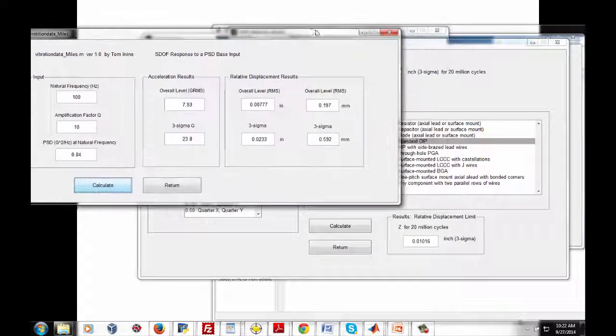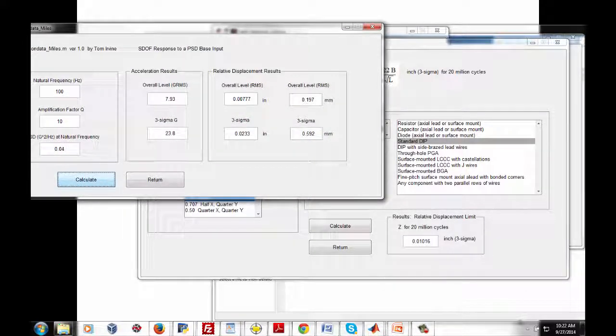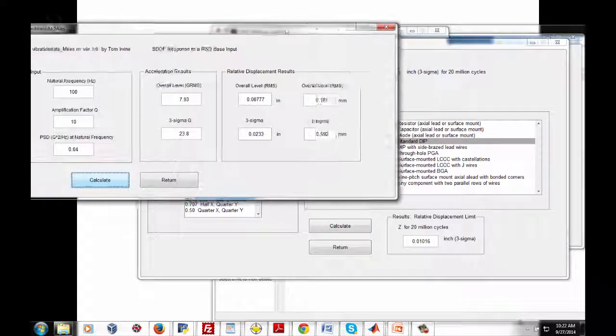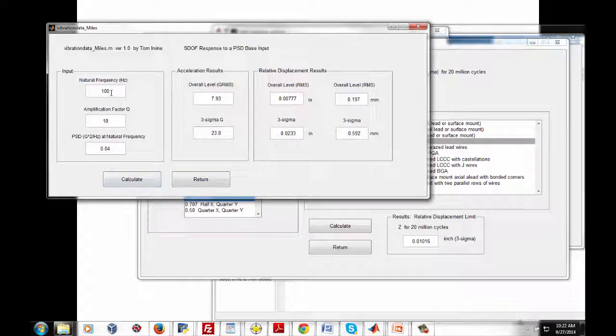Let's just do another kind of calculation here. So let's go back to the case where we were at 200 hertz.